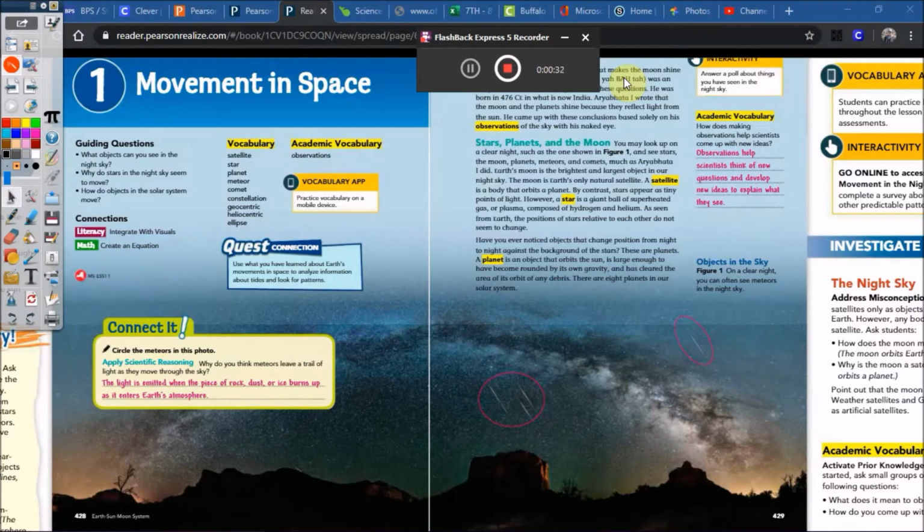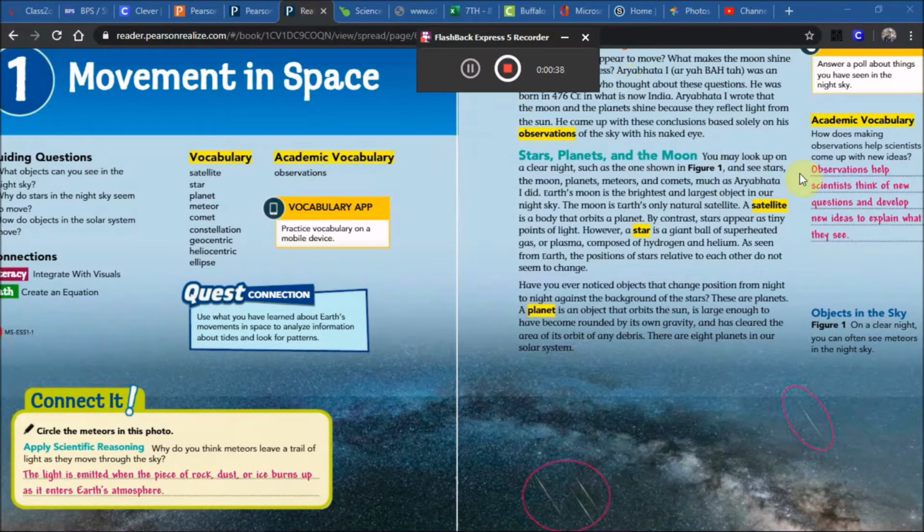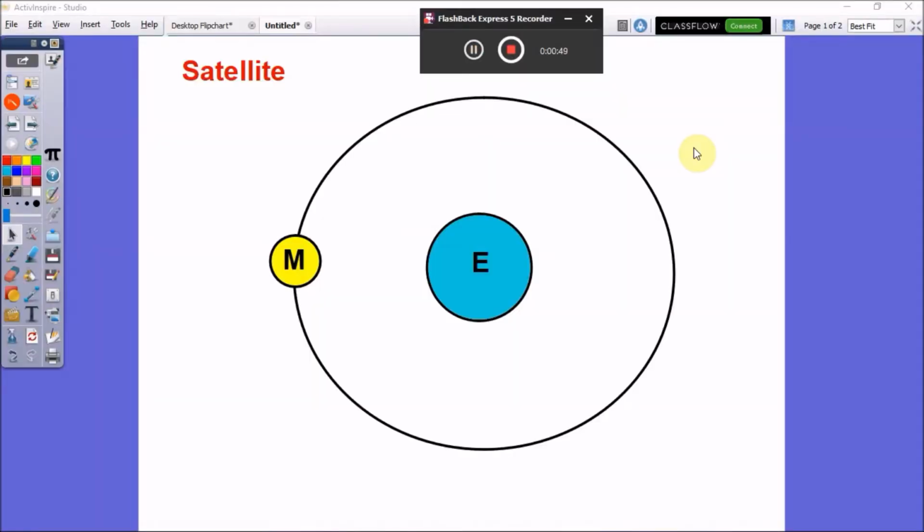I'm going to draw your attention over to page 429, and we're going to start going over some of this vocabulary. The first term I would like to go over with you is a satellite. According to the book, a satellite is a body that orbits a planet. Right away, you might think of satellites going around the Earth, used for cell phones, TV, and military, to communicate on multiple sides of the planet. A satellite does orbit around the Earth.